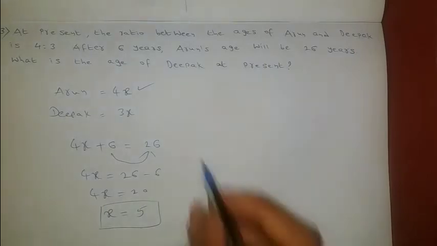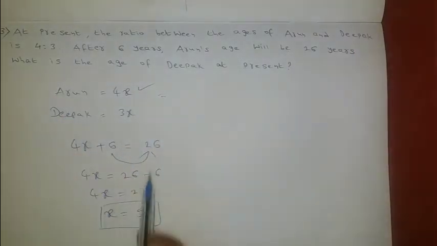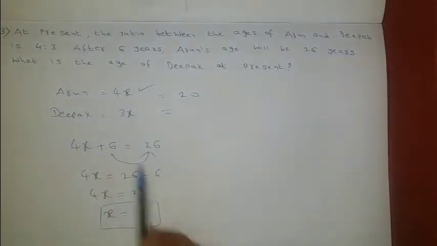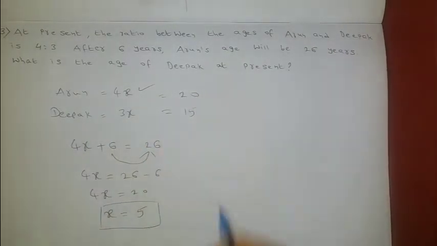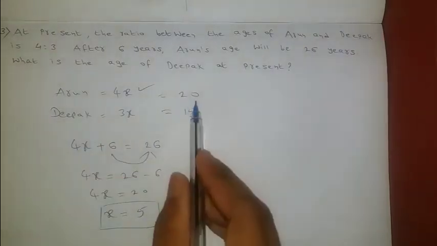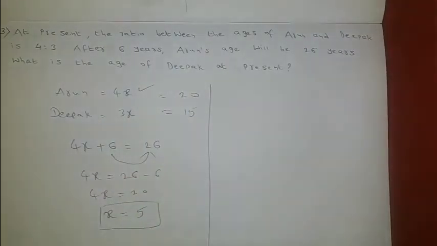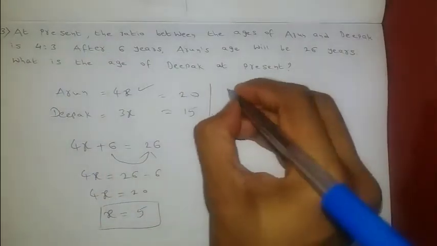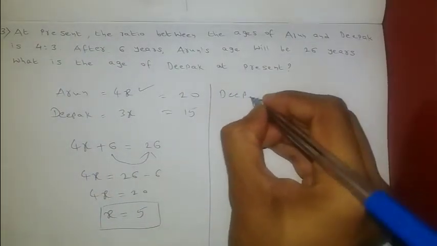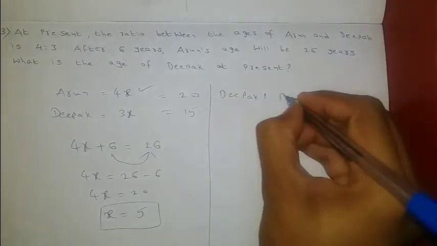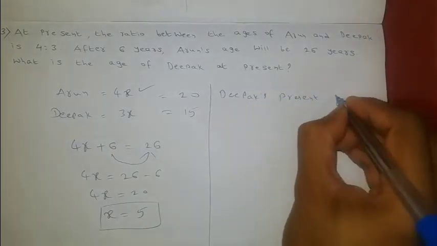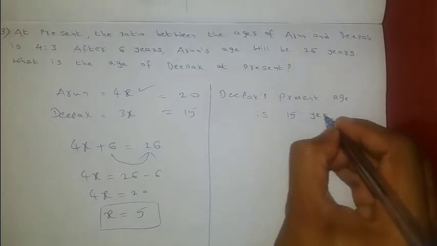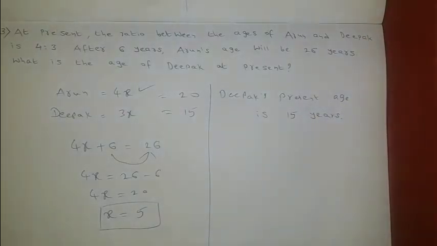So it means the present age of Arun is 4 into 5, 20. The present age of Deepak is 3 into 5, 15. The present age of Arun is 20 years and the present age of Deepak is 15 years. Then what is the question? What is the age of Deepak at present? Deepak's present age is 15 years.